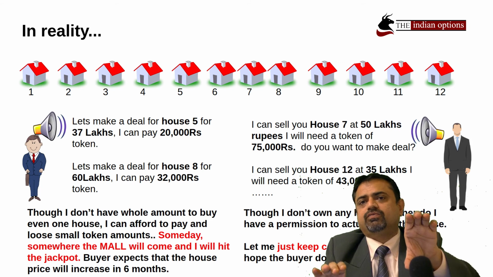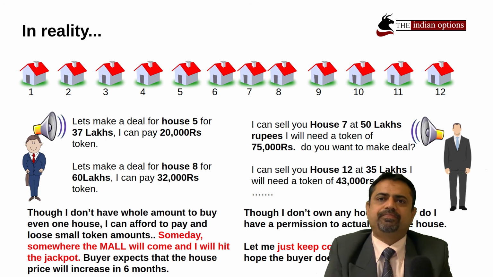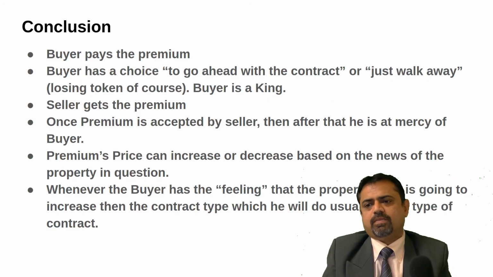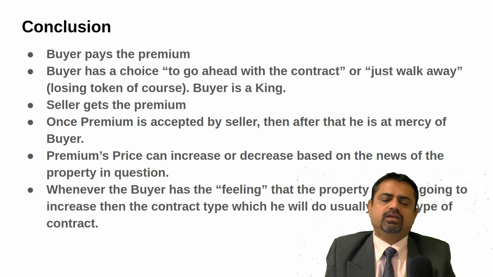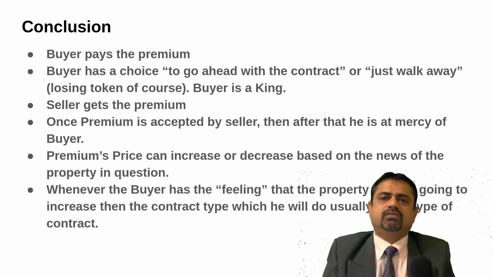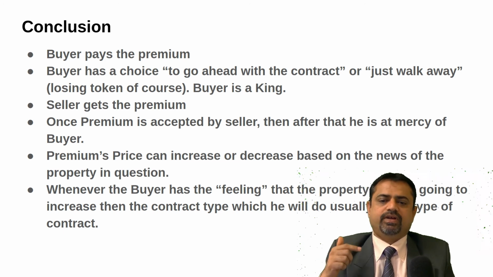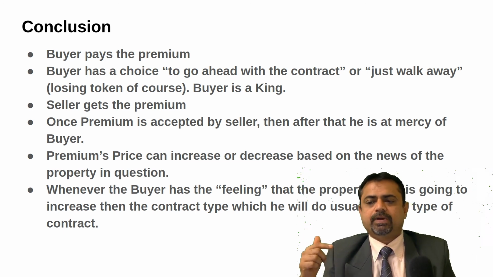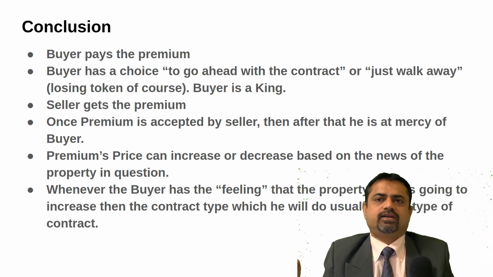Here the buyer is always the king. If the buyer wishes to execute the contract, he will execute it, and the seller will have to obey him, right? So there's nothing new in that. In conclusion, the buyer pays the premium. The buyer has a choice to go ahead with the contract or just walk away, losing the token, of course. The buyer is a king. The seller gets the premium. Once the premium is accepted by the seller, after that he is at the mercy of the buyer. The premium price can increase or decrease based on the news of the property in question, and whenever the buyer has the feeling that the property price is going to increase, the contract type which he will casually do is called a call type of contract, right?